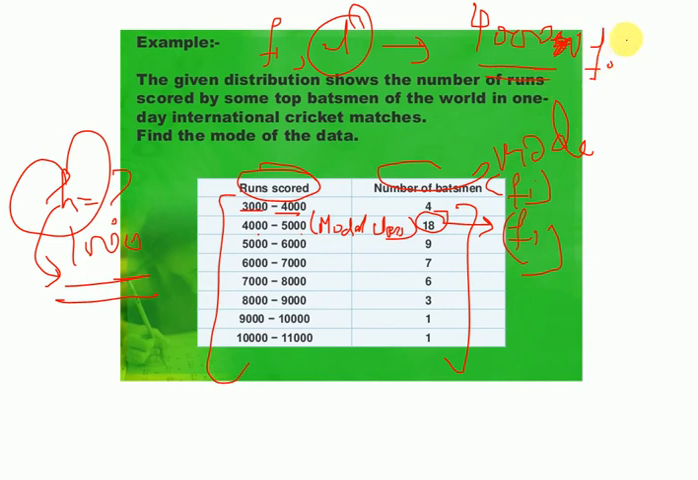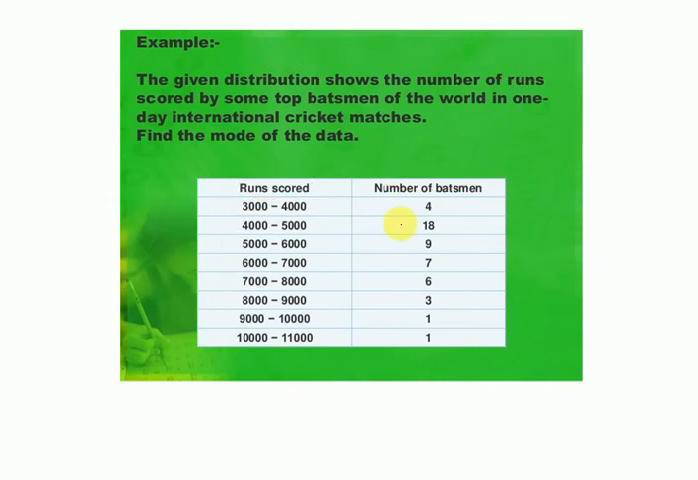Now what is f0? f0 is the frequency of the preceding modal class. Here you can see that the modal class is 4000 to 5000 and the frequency preceding the modal class is 4. Preceding means the previous one. So f0 is 4, and what is f2? The succeeding one. Let me tell you again. 4000 to 5000 is our modal class. 18 is our f1, 4 is our f0.